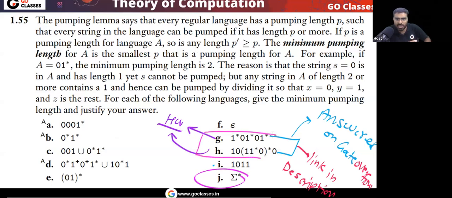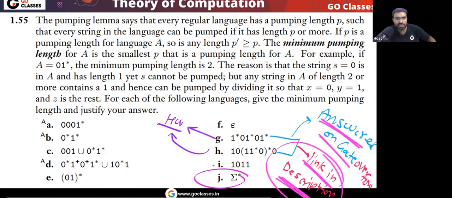Only these 2 questions I am giving you as homework. Can you do this? Please tell me. Try this. The answer you can find in the description. I have already answered this question on the GATE Overflow website. The link you can find in the description.